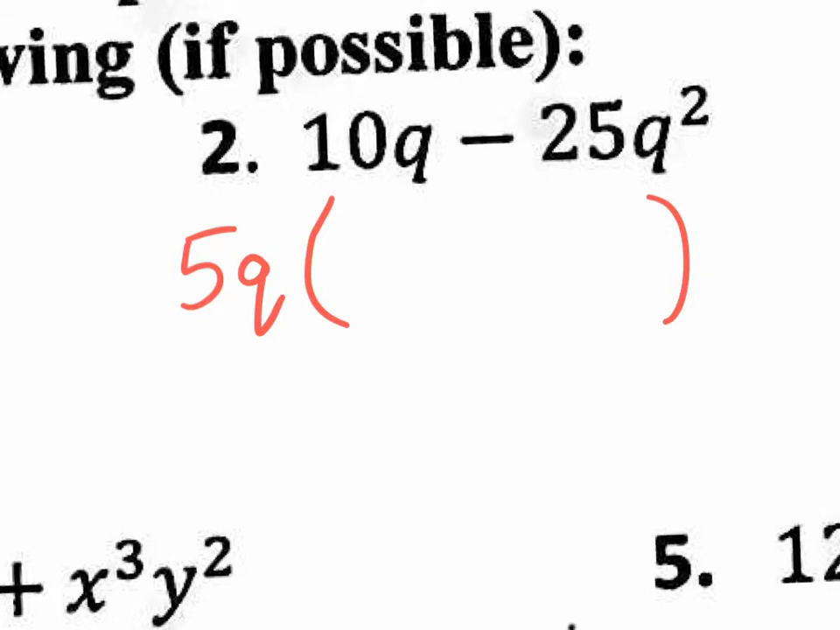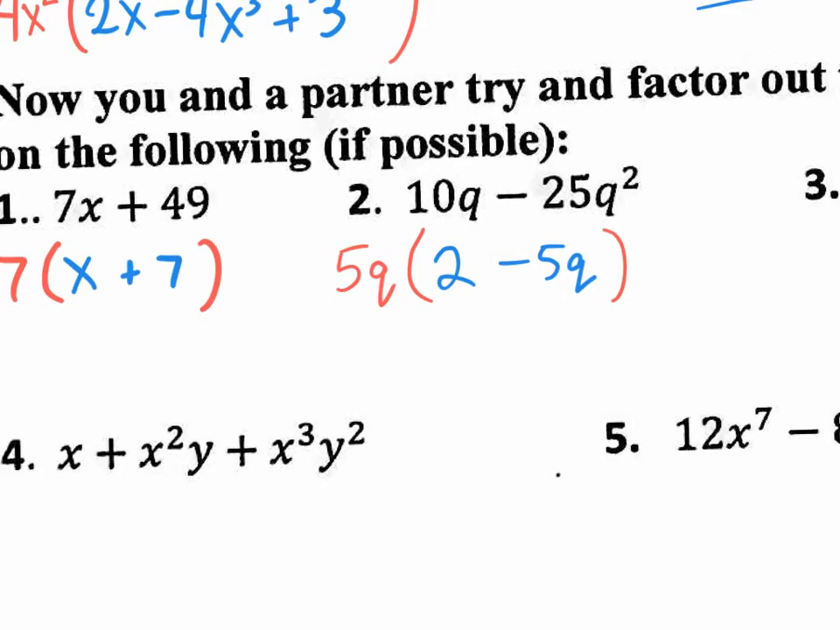Now once you pull out that 5q, what's going to be left over on the inside? This is the thought process. 5q times what gets you 10q? 2. And then 5q times what gives you a minus 25q squared? Minus 5q. And that's it. If you wanted to double check if you did this right, go ahead and distribute. You will see that you get the above expression. Number 3.